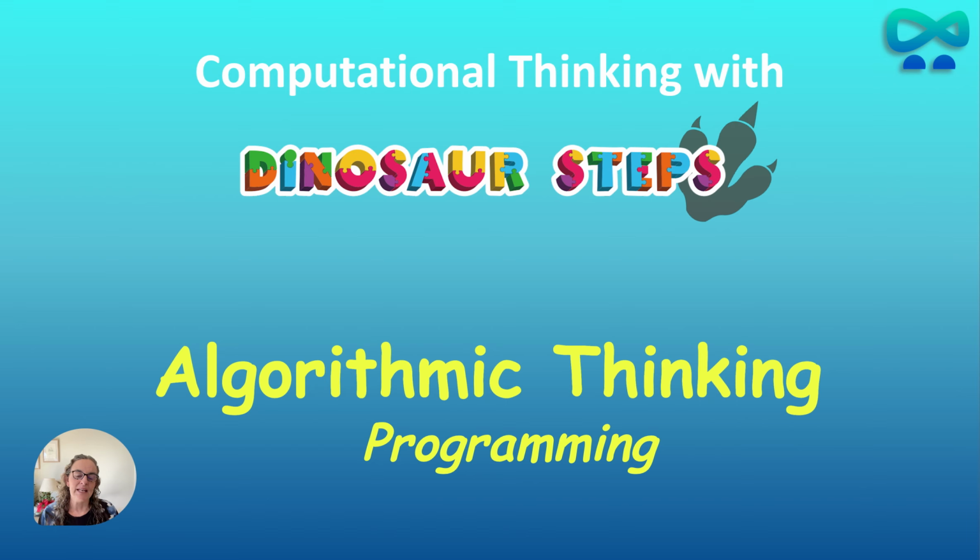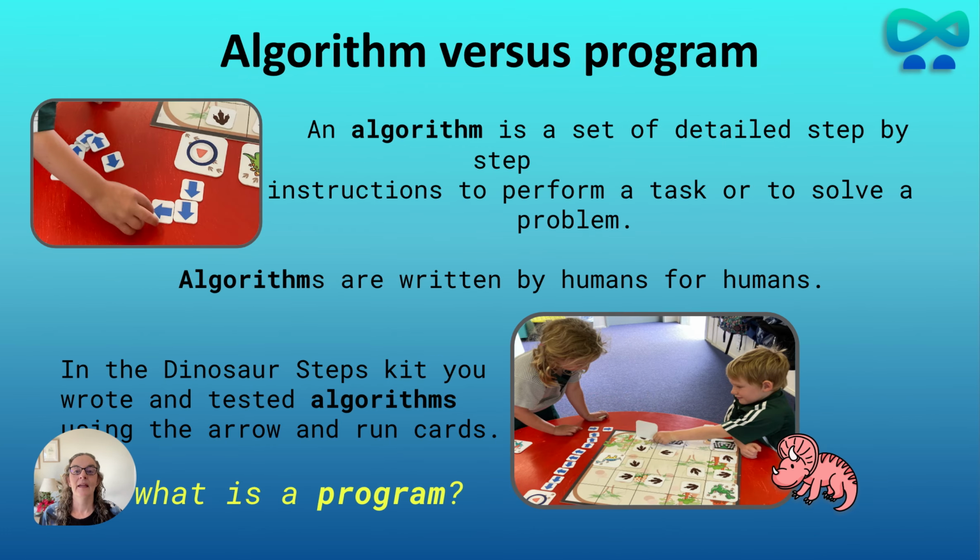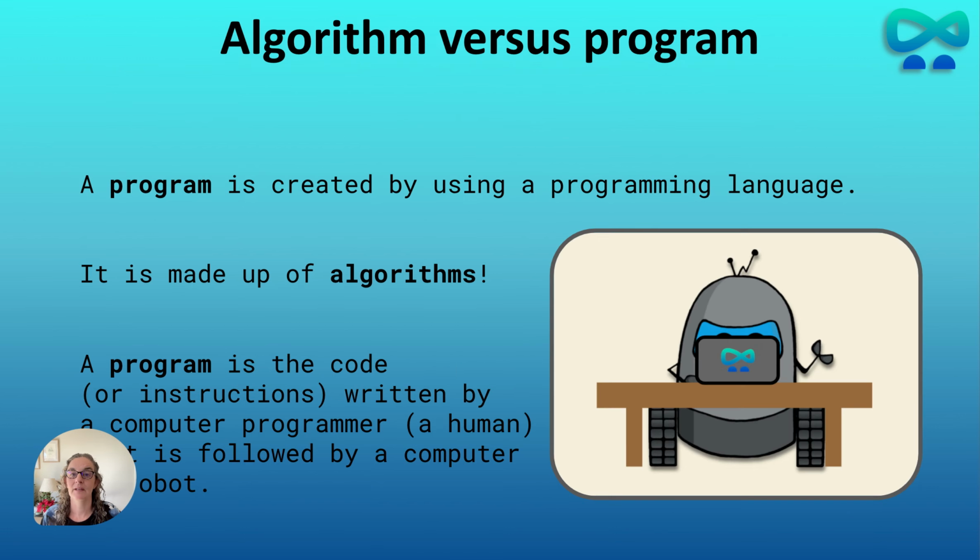The next step in algorithmic thinking is converting algorithms into programs. So a program is a form of algorithm. What is the difference? Well, an algorithm is a set of detailed step-by-step plans or instructions to perform a task or solve a problem. Algorithms are written by humans for humans. Okay. In the Dinosaur Steps kit, you wrote and tested algorithms using the arrow and the run cards.